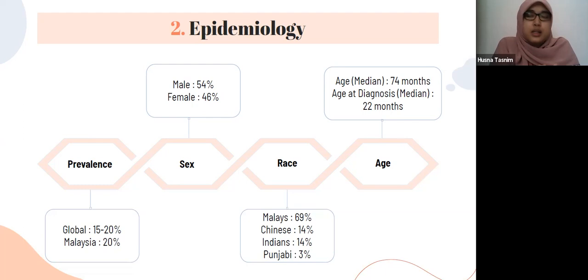The highest percentage of patients are Malays, at 69%, followed by Chinese, Indians, and some Punjabi. The median age of the patients is 74 months, which is around 6 years, and the median age of diagnosis is 22 months, which is 1 year and 10 months.